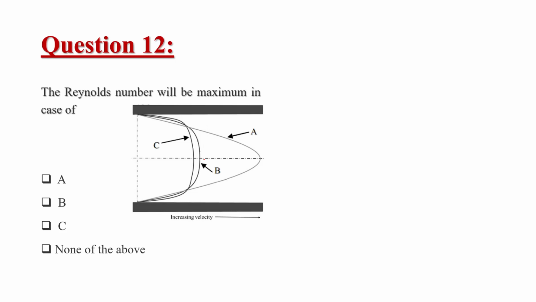So I hope you understood this question, how it is coming, how the mean velocity in this case where the velocity profile is given, and how it is related to the maximum velocity. Okay, so now let's go to the next question.